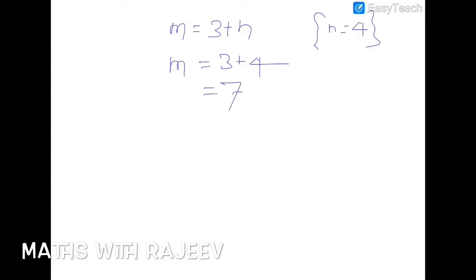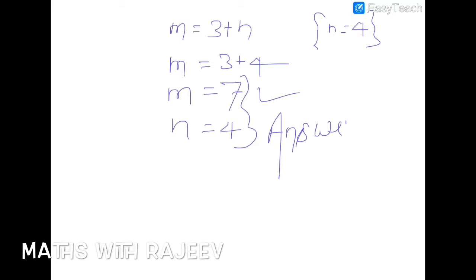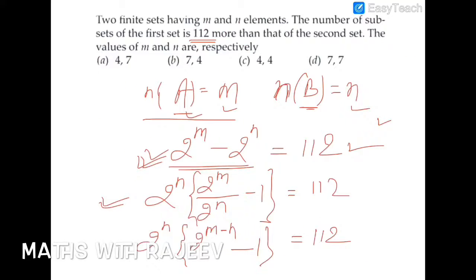So if m is equal to 3 plus n and n is equal to 4, we can write m is equal to 3 plus 4, which is equal to 7. So the value of m is 7 and the value of n is 4. This is the answer of this question. It means that out of the options, 7 and 4 is the correct option. Now you can apply and check also.